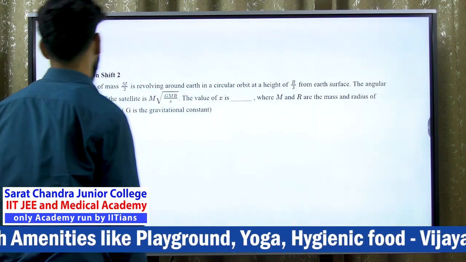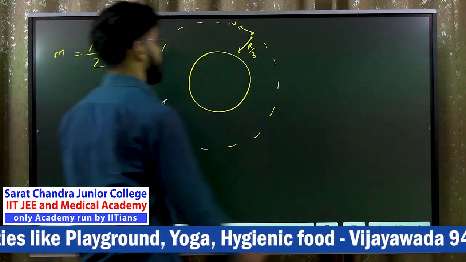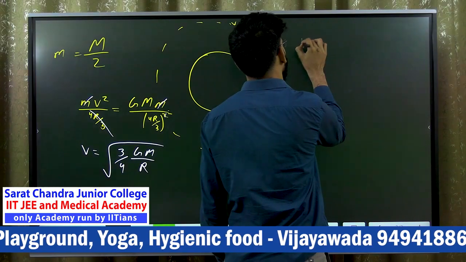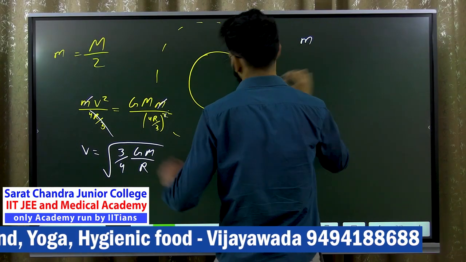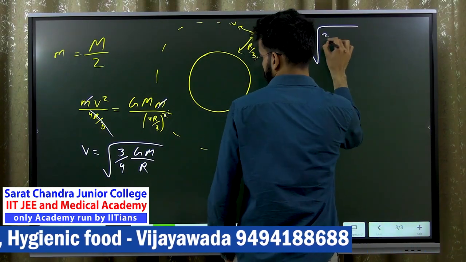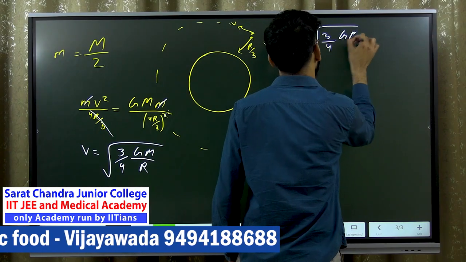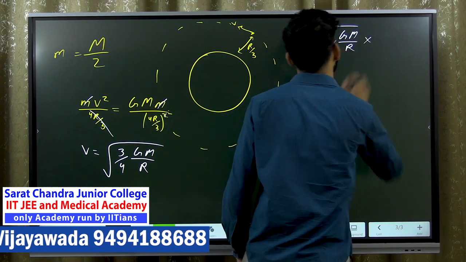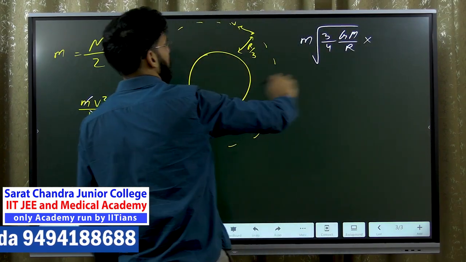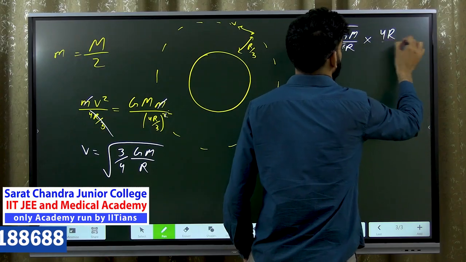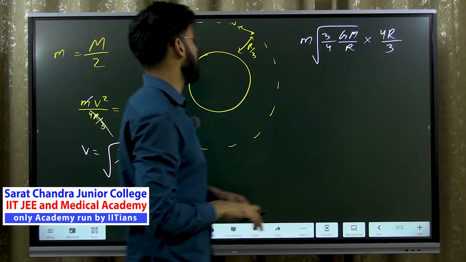Here, see, angular momentum, right? So for the angular momentum I can say mvr. V is what? Under root 3 by 4 GM by r, into radius. What radius is this? 4r by 3.